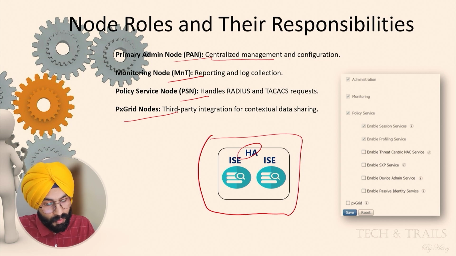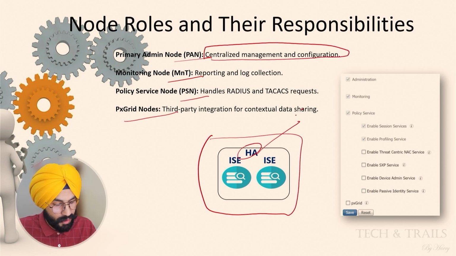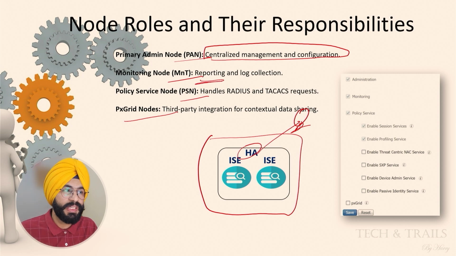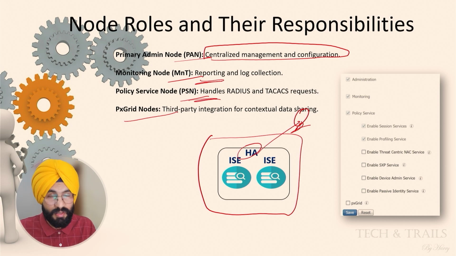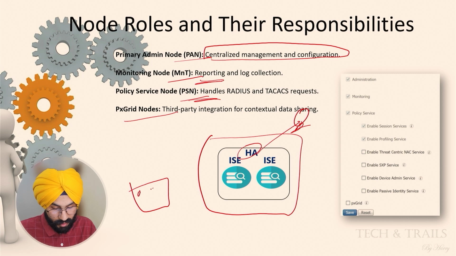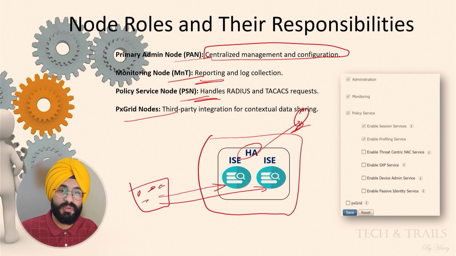The PAN node provides all the management. An IT user who is going to access these devices needs to have access to the PAN node, where he can do all the configuration. The MNT node is the node which keeps all the logs, all the data related to authentication, caching information, everything. For PSN, all the network devices, switches, routers, everything will point toward the PSN for sending authentication packets. These are the three major roles which we mostly use for small or medium deployment.